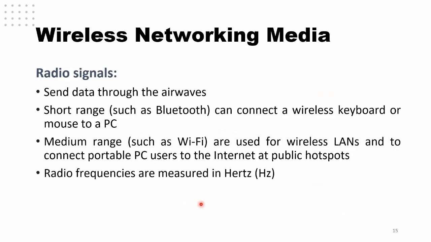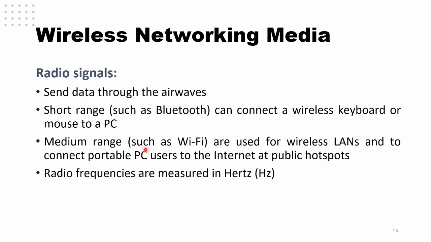And then we will talk about wireless networking media. One of the wireless networking media is the radio signal, in which the data is sent through the airways. An example is the Bluetooth connection that you all have in your mobile devices. You can also connect a wireless keyboard, a mouse, and headphones using this Bluetooth connection, where the data is sent through the airwaves. But Bluetooth is a short range radio signal because only a small area can be covered by Bluetooth.